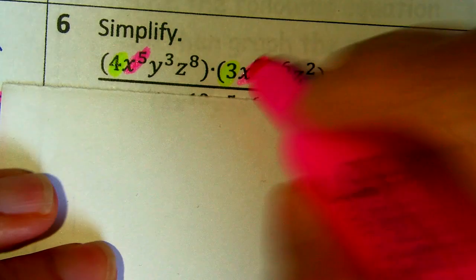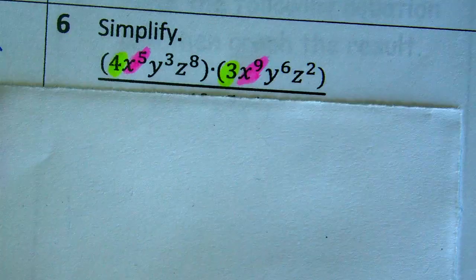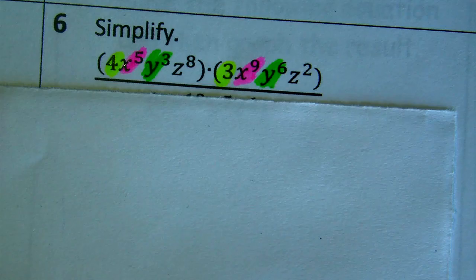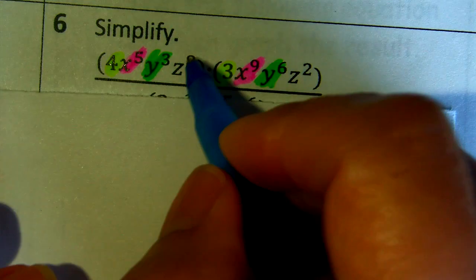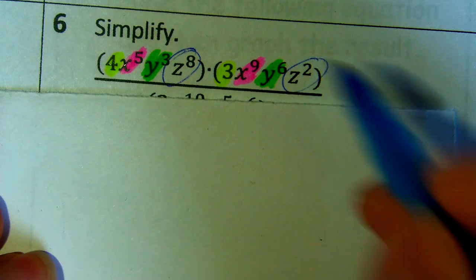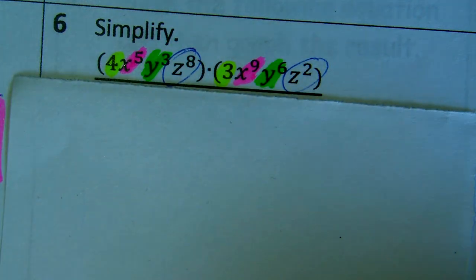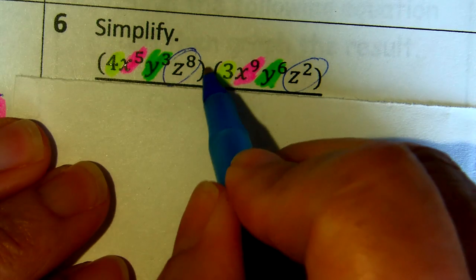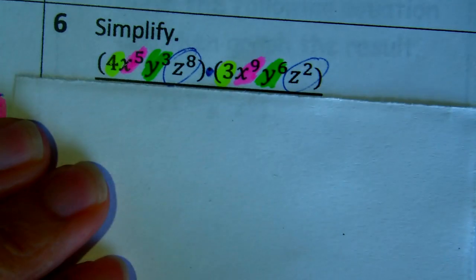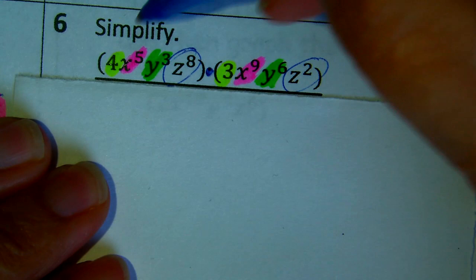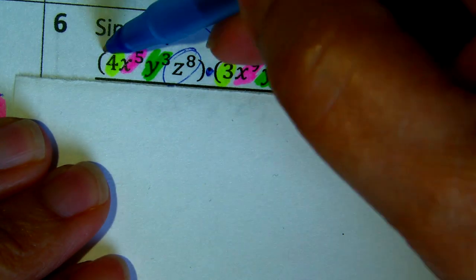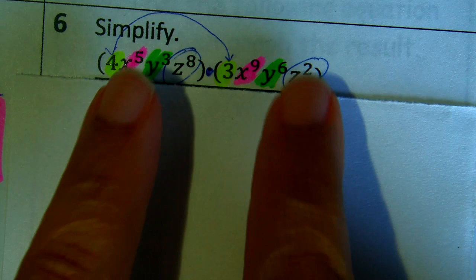So I'm going to highlight the coefficients. These are the x's. These are the y's. And then, of course, we have the z's. I'm just going to circle them. So first we have to simplify the part on the top. And the part on the top is multiplying, okay? So we're going, just like we did in the previous exercises, the 4 multiplies the 3, okay? So this is very easy.